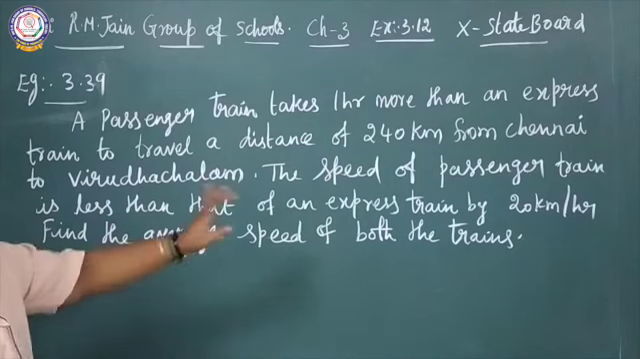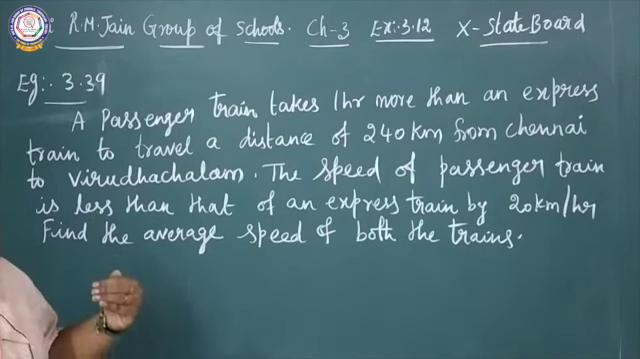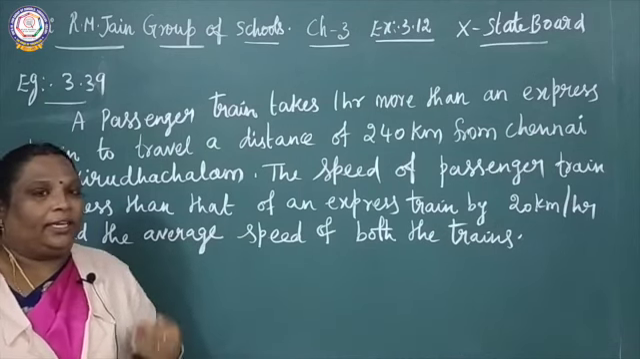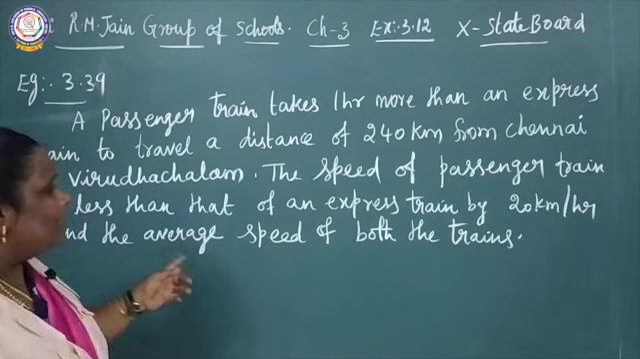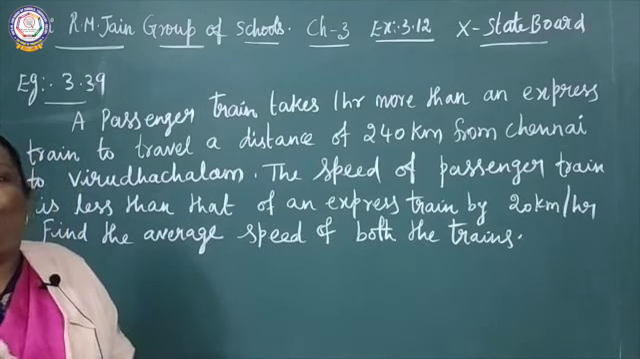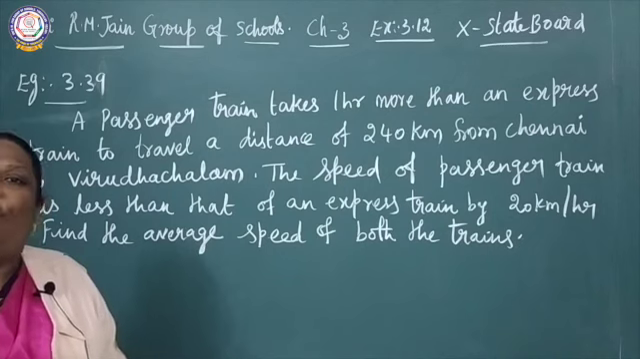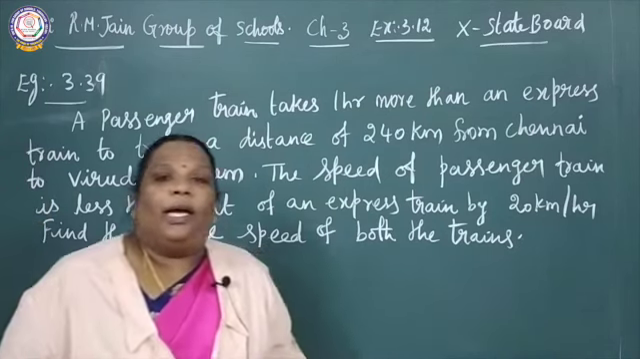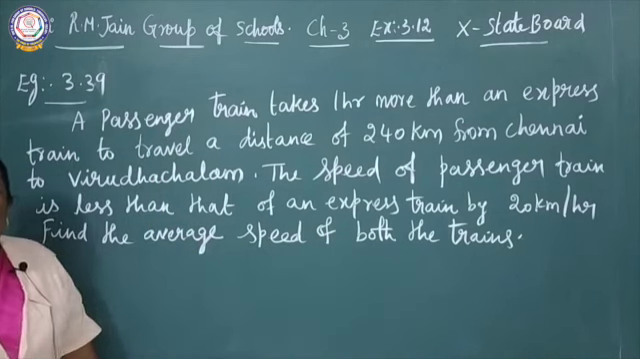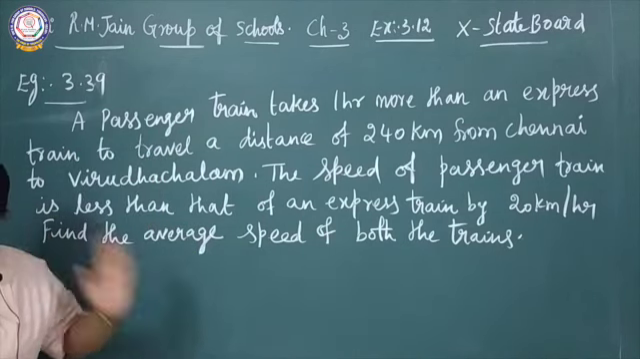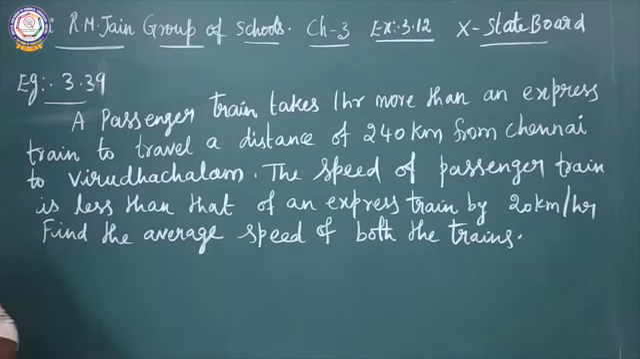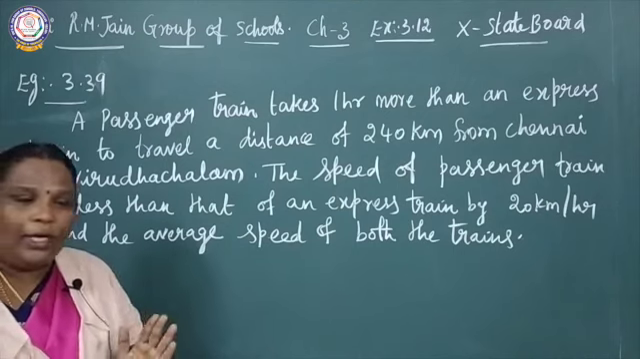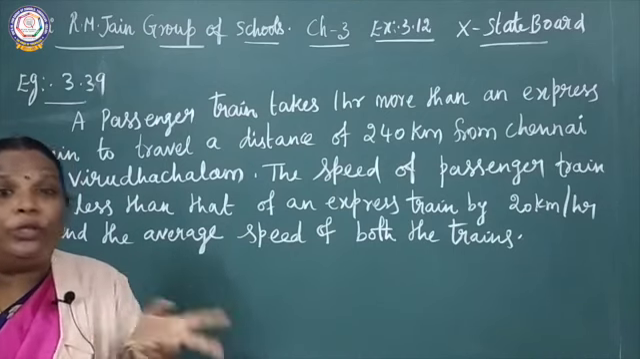The speed of the passenger train is less, compared to the express train. It's less than that of the express train by 20 km per hour. Find the average speed of both the trains. You should find out the average speed of the passenger train and the speed of the express train.